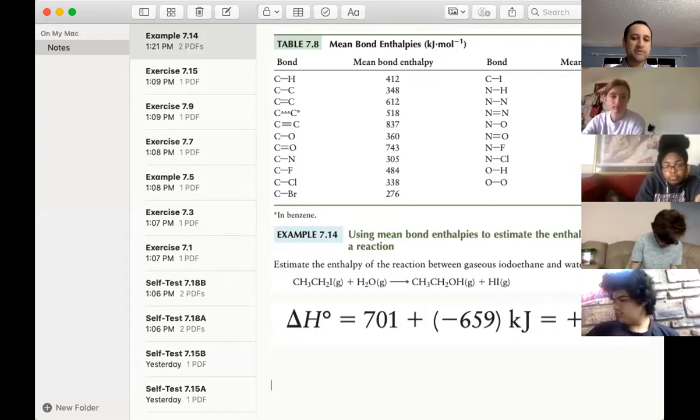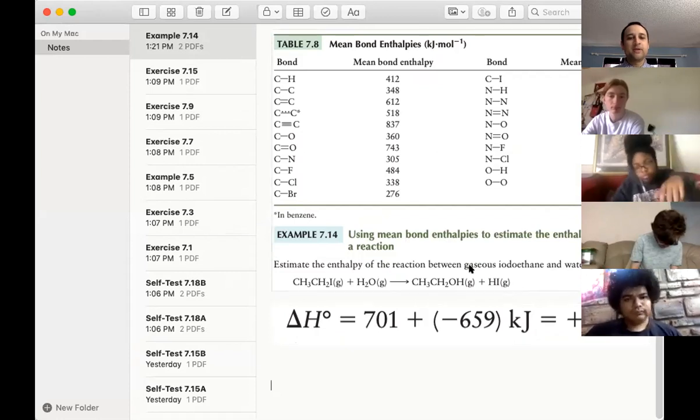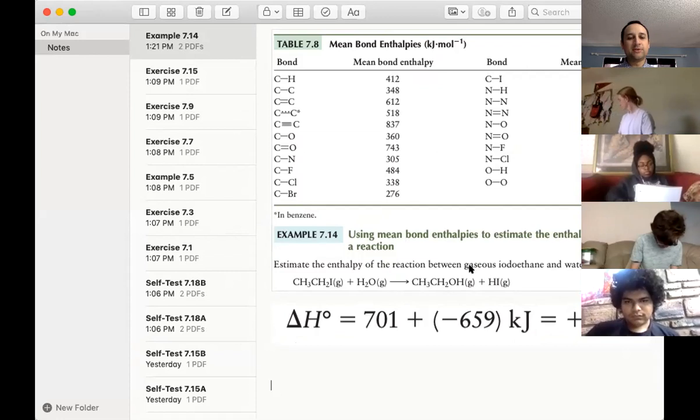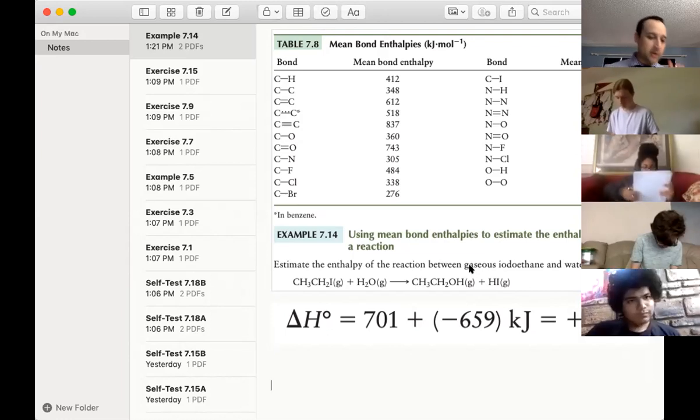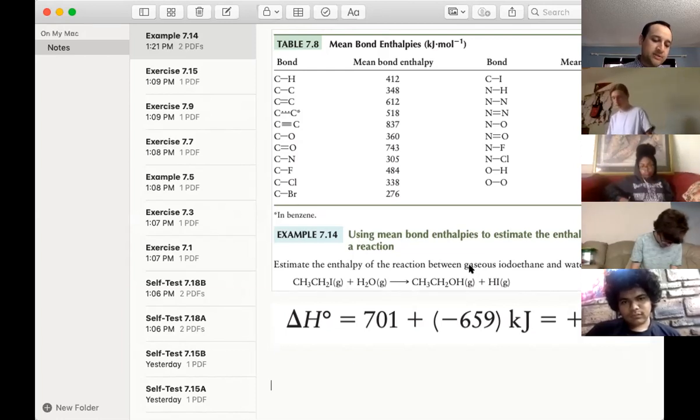So I copied the answer in here because we're actually going to use bond enthalpies to estimate the energy of this reaction. Okay, so what in the world's going on? Because we haven't done one of these problems before. So this must look like something new and maybe a little frightening. But don't worry, it's going to be all right. So using mean bond enthalpies, calculate the enthalpy of the reaction between gaseous iodoethane and water vapor. They really picked a big reaction for us to deal with here.